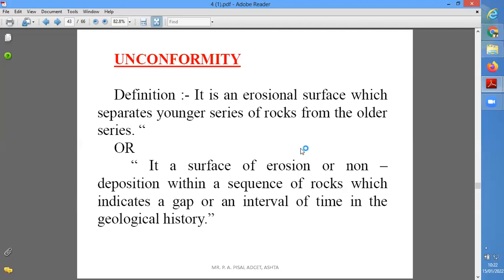Okay, it is an erosional surface which separates younger series of rocks from the older series. म्हणजे एक सरफेस असा असतो की ज्या ठिकाणी ओल्डर आणि यंगर सिरीज काय केलेले असतात, सेपरेट केलेले असतात. त्या इरेग्युलर सरफेसला काय म्हटलं जातं किंवा त्या इरोजनल सरफेसला काय म्हटलं जातं, अनकन्फॉर्मिटी म्हणून त्याला कन्सिडर केलं जातं. ओके, नाव हॅव यू अंडरस्टँड द मिनिंग ऑफ अनकन्फॉर्मिटी? Yes, sir. Okay, so we will move further.